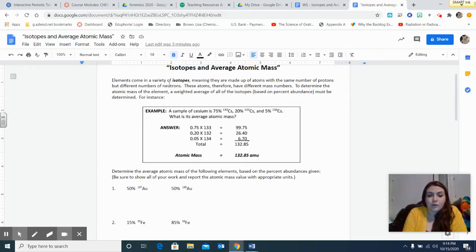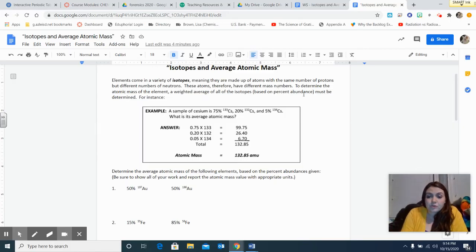So elements come in a variety of isotopes, meaning they are made up of atoms with the same number of protons but different number of neutrons. So all an isotope is, it's this exact same element because they have the same number of protons, and protons are what makes an element an element. So they are the same element, but they have a different number of neutrons in their nucleus. Neutrons have no charge, so basically all they do is add mass. So these different elements have the same number of protons, so are the same element, but they have a different number of neutrons, so they have a different mass, okay?